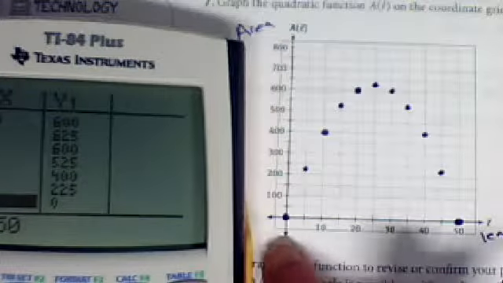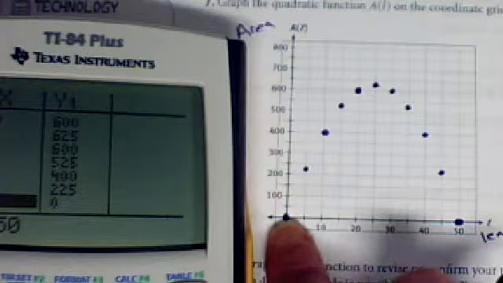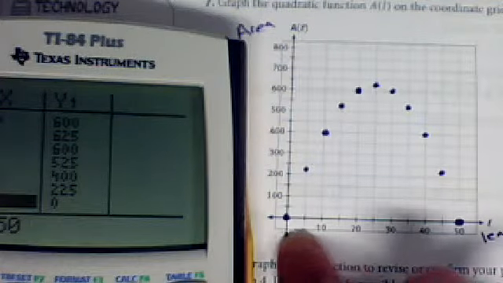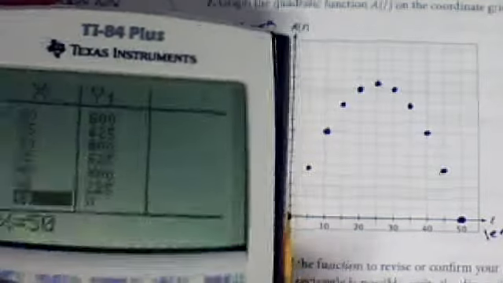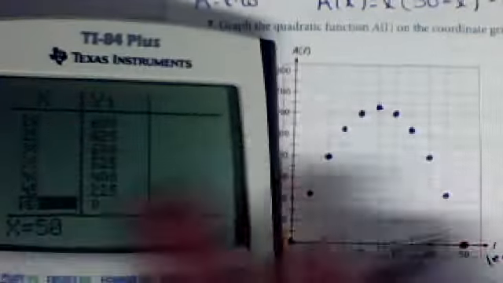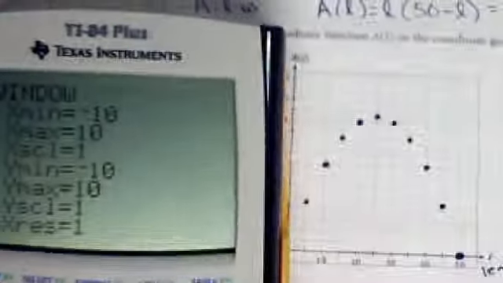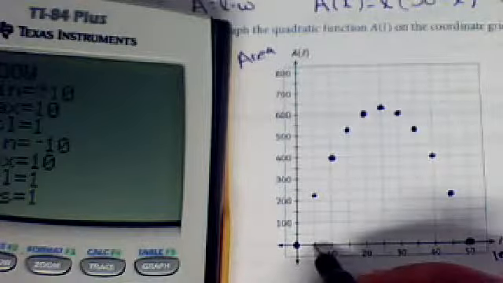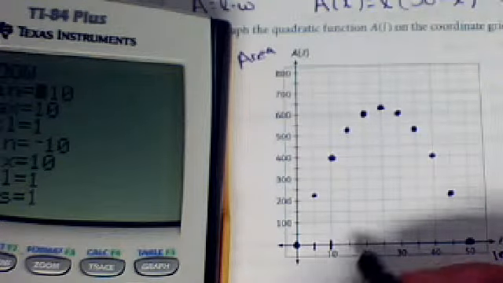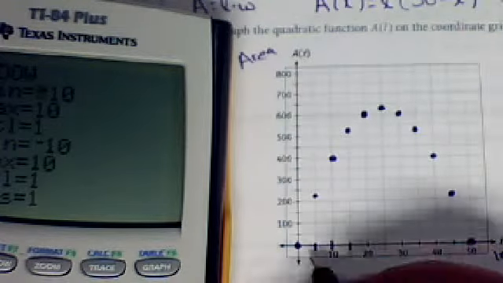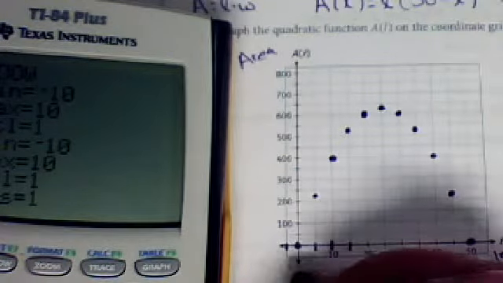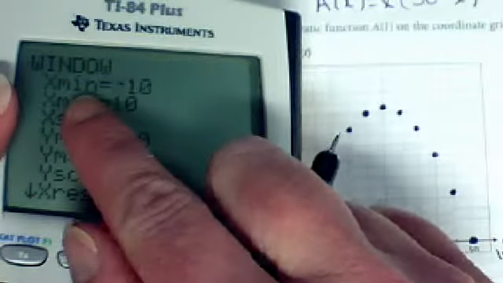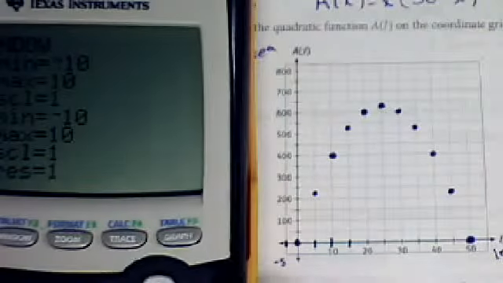Let's think about how we could set this up to make it look exactly the same. So I'm going to hit the window button so that my window is going to look like this one. If we notice that on this graph, we're counting by 5s along here. So going back to make it go all the way to that edge would be going back to about a -5. So my x minimum, the smallest x value, is going to be a -5.